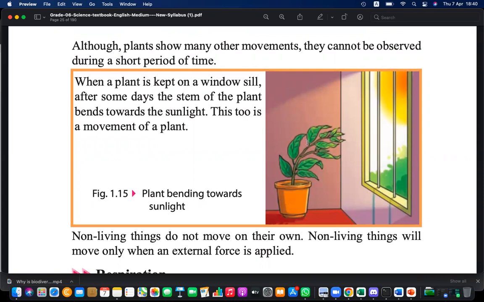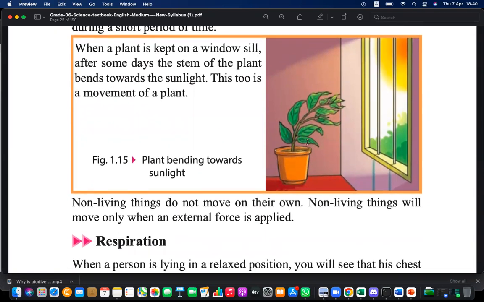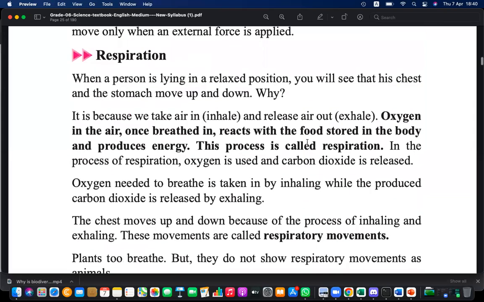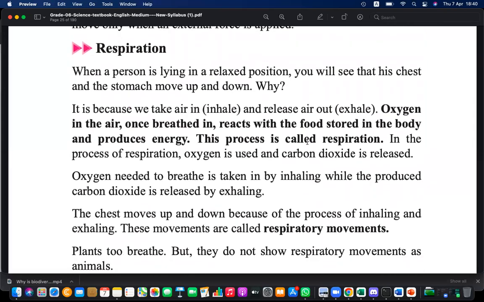Plant movements are not visible to the eye, but if you watch for a long time, we show some videos. I'll give you the slides after this lesson, so you can go through the slides and learn more about that. Then respiration: both plants and animals need to respire.